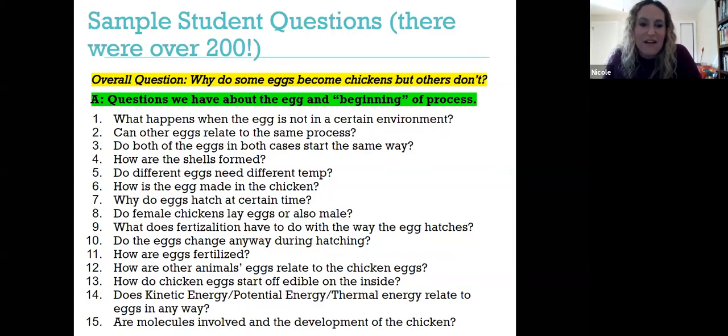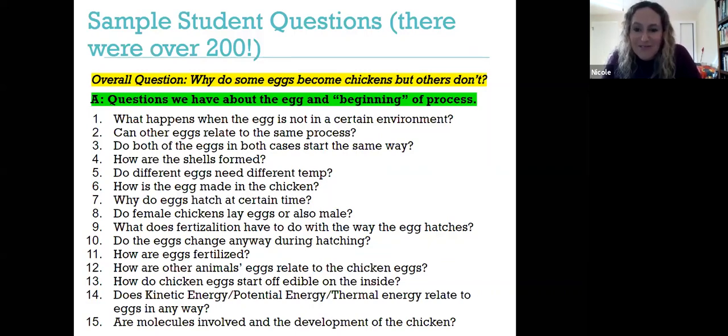But how are eggs fertilized? How do chickens start off edible on the inside? Does kinetic energy, potential energy, thermal energy relate to eggs in any way? Which was awesome for me to see, because that was our other phenomena with roller coasters and thermal energy. So they're really trying to make those connections.